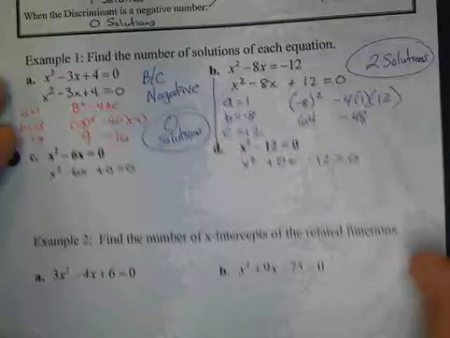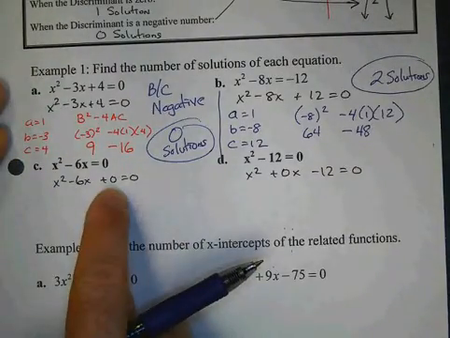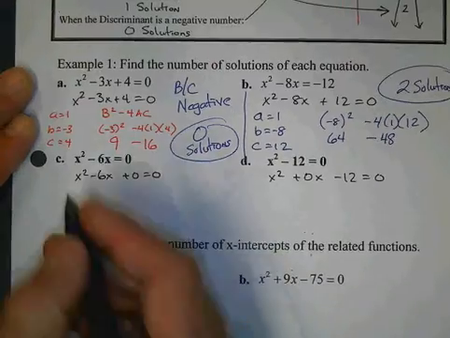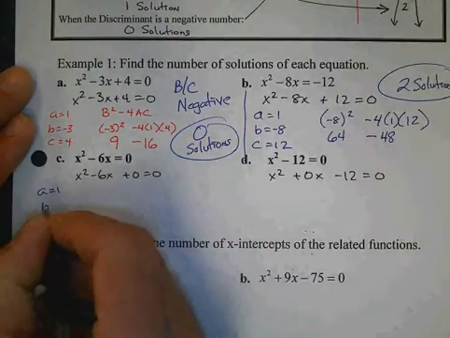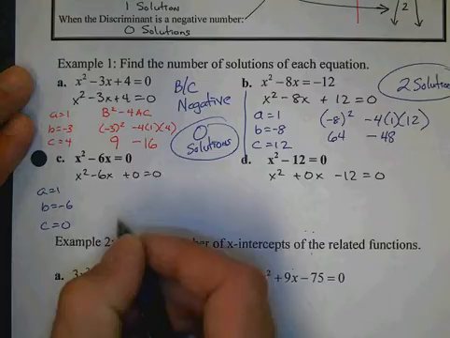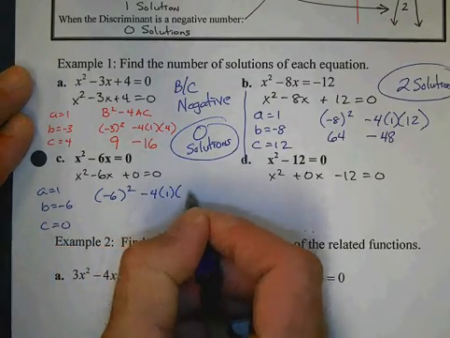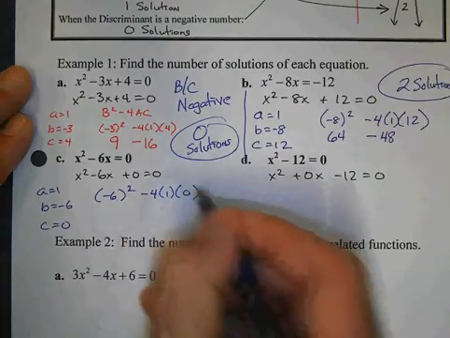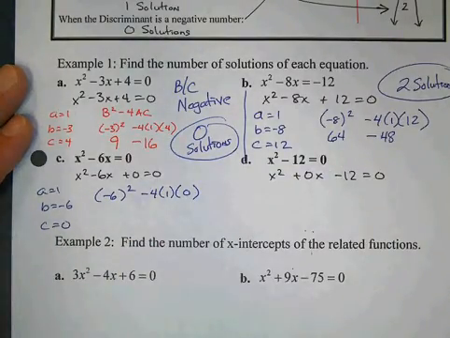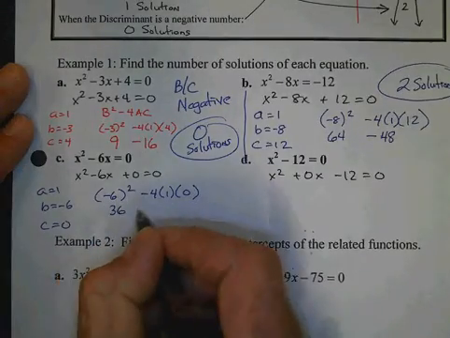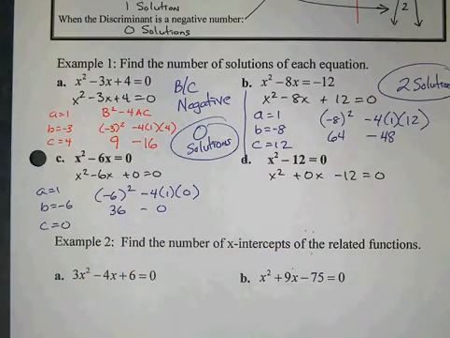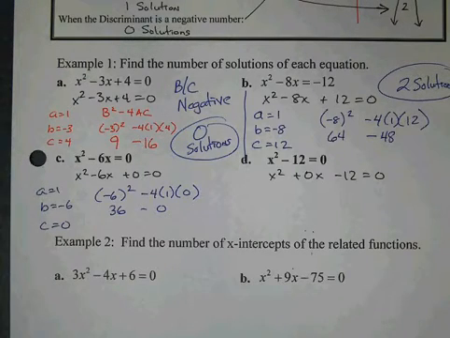What's nice about this one? A equals 1, B equals negative 6, C equals 0. Negative 6 squared minus 4 times 1 times, what's the beauty? 0. What's negative 6 squared? 36 minus 0. Is that positive, negative, or 0? Positive. Therefore, there's 2 solutions. Tara, is this making sense? Okay, so 2 solutions.